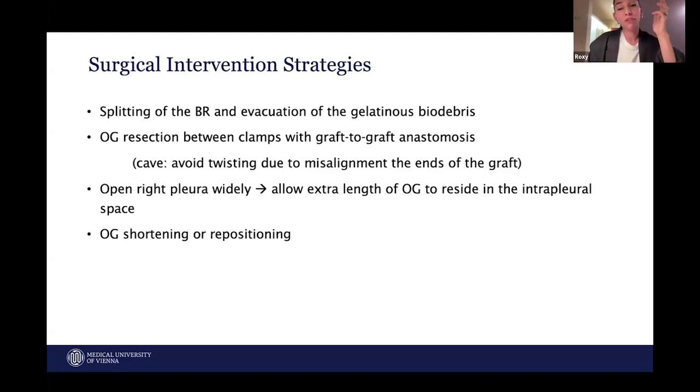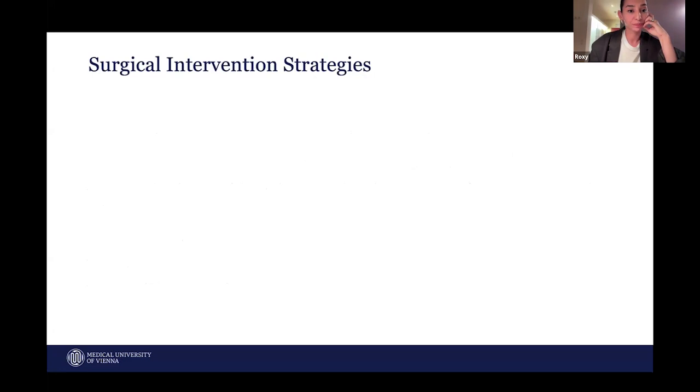Another option is outflow graft shortening or repositioning, of course, also again very rarely done. And then there is pump exchange, as I said earlier. If there is any suspicion of intraluminal thrombus, if there is evidence of pump thrombus, of course, that has to be done. And then also as a bailout strategy, heart transplantation.